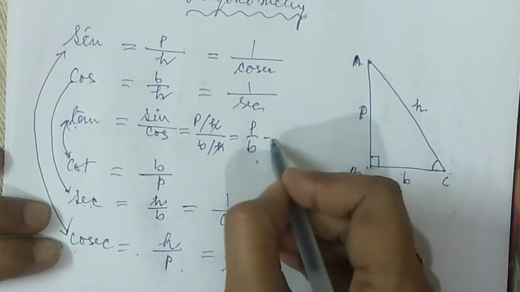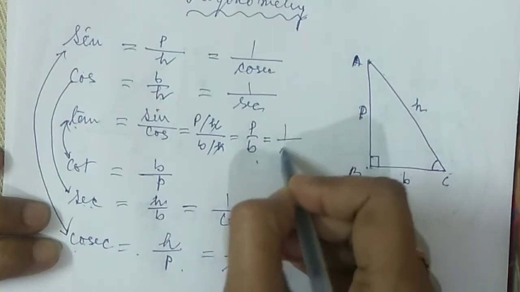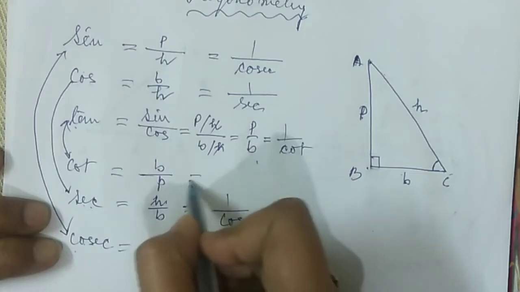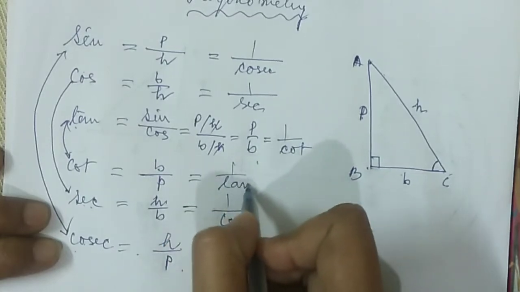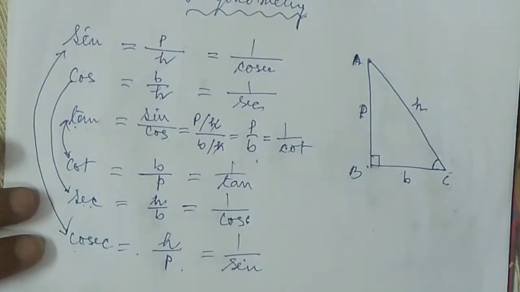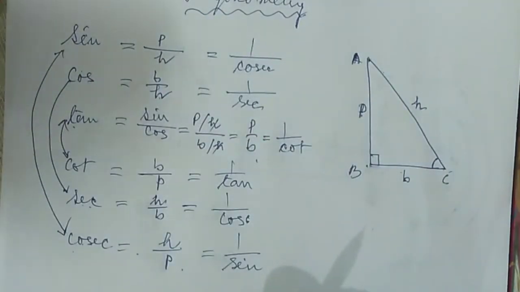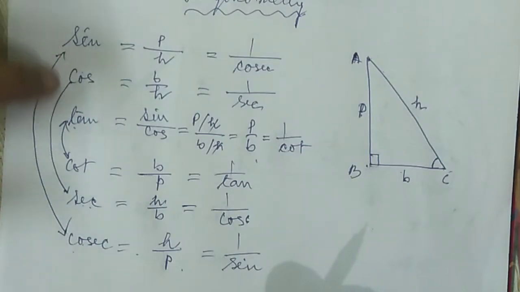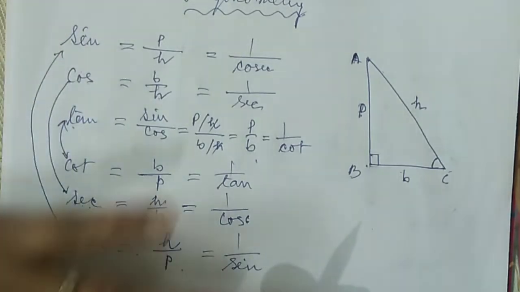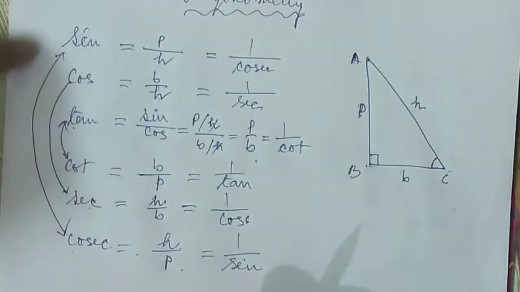Tan can be written as 1 by cot, or cot can be written as 1 by tan. So what you have seen is that many things can be done by using these ratios. If you learn them serially, you can get more results.